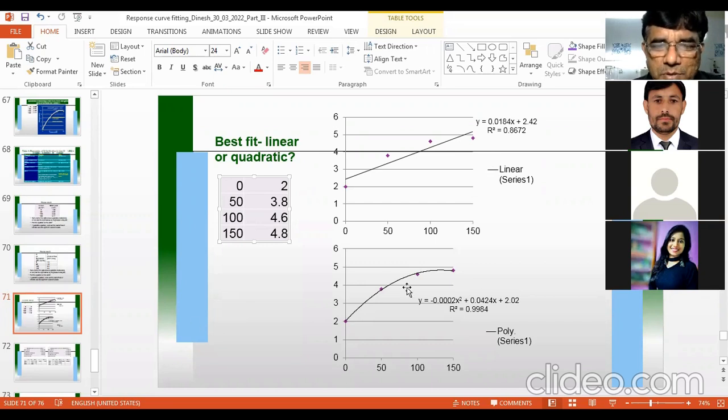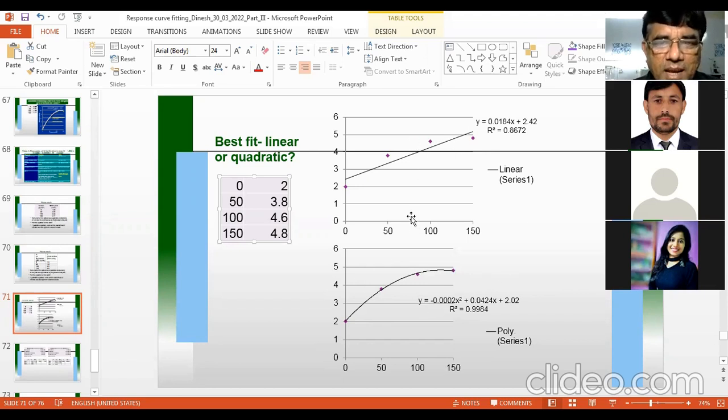On the bottom, you see I have also used this quadratic equation, and then it was also significant. But you see the value of R square is higher. And here also you see that the curve is very close to the actual data. But in this case, you see this line is somewhat away from the data. It is not a better fit, but it is giving a better fit.